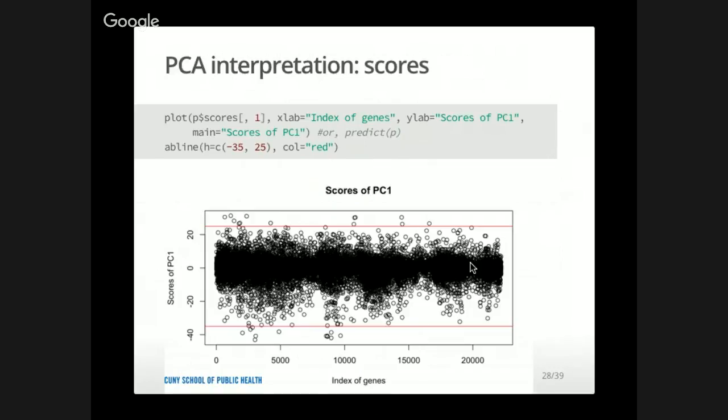There are 22,215 data points here. This is the score for each one of the variables for principal component 1. I drew lines in a couple of arbitrary places to tell you that I'm going to pick out all of the original features, so all of the original genes that have a score greater than 25 or less than -35. So these are the most important variables for principal component 1.